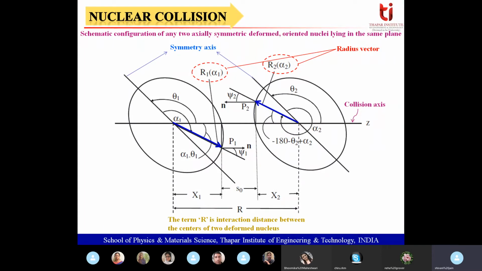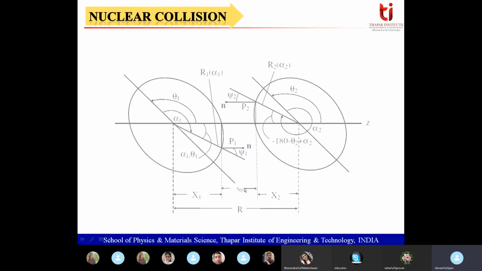These are the symmetry axes. Capital R is the interaction distance between the centers of two deformed nuclei. The angle alpha is the angle between the radius vector and the symmetry axis. The theta angle is the angle between the collision and symmetry axis. Now, the difference between alpha and theta will lead us to calculate the value of the minimum separation distance. So, in this configuration, the most important quantity is to determine the value of the minimum separation distance.